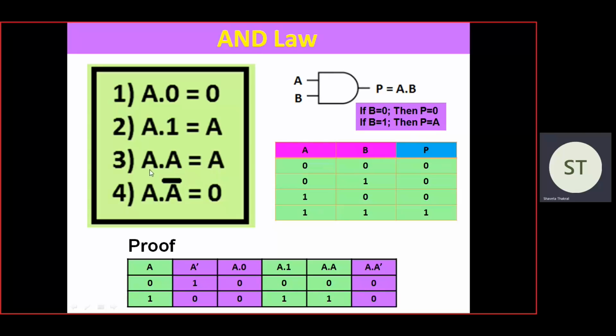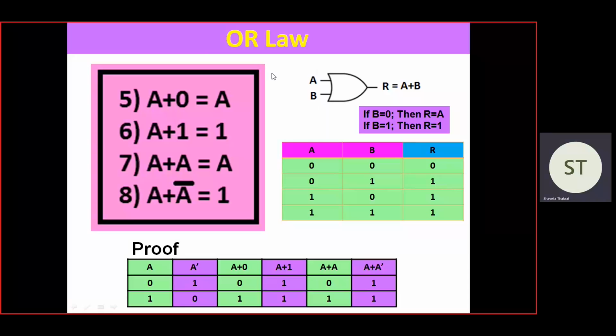Let's say we AND A thrice, A dot A dot A. That is again not A cube. That will remain the same as A. So if A is ANDed with A n number of times, the result is again the same, that is a single A. And if A is ANDed with A complement, then the result is 0. So we have to see A dot A complement. This is A complement, and for these two, 0 ANDed with 1, the result is 0, and 1 ANDed with 0, the result is again 0. So A dot A complement is equal to 0.